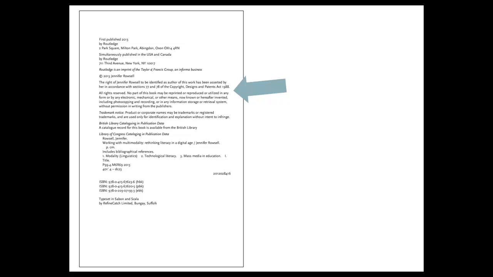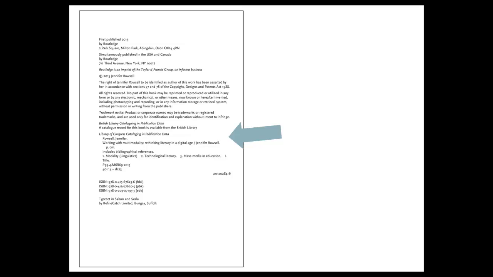What this means is that all of the rights that come with copyright are held by the author and the publisher. We can't reprint or reproduce this book using any means, quote unquote, now known or hereafter invented. There's also a trademark notice which clarifies that any use of the trademarks within the book are for explanation and not for infringement.